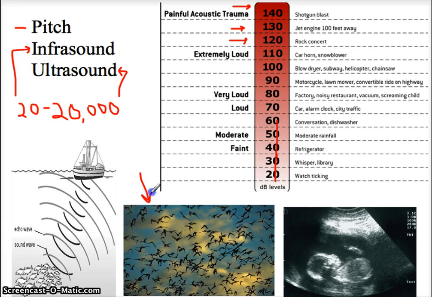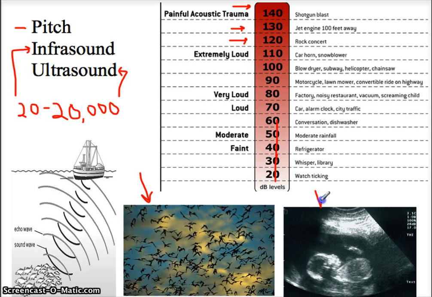Bats in nature emit sound waves to keep from running into each other and to keep from running into things. I'm sure you've studied that at some point as a student, but that is a sound wave, and it's ultrasound because it's above 20,000.